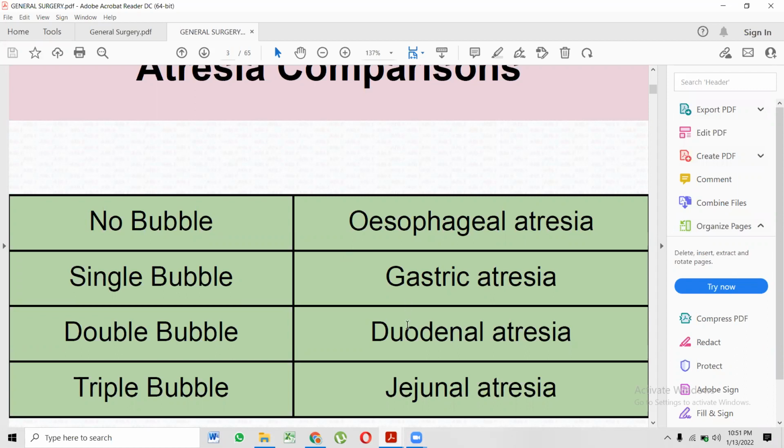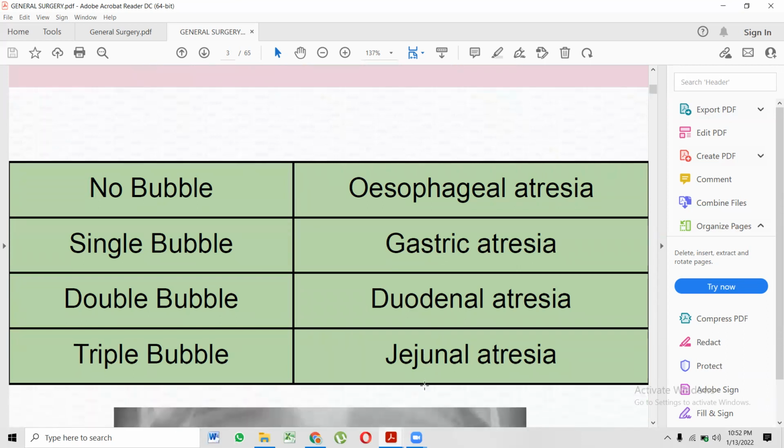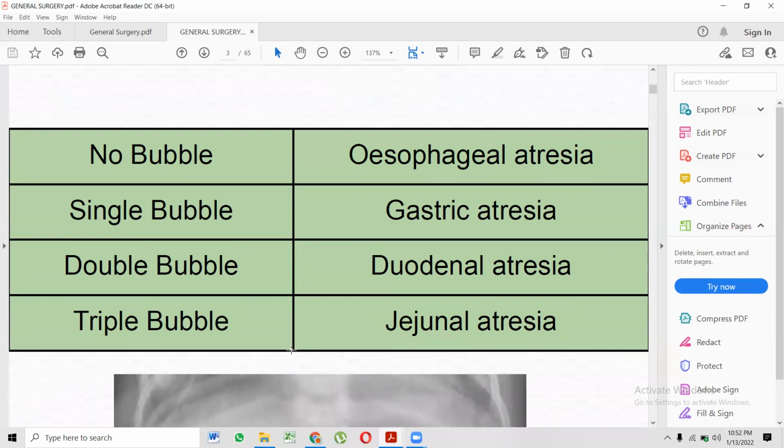But if there is blockage or atresia at the level of duodenum, then there will be two bubbles, one in the gastric and other in the duodenum. But if there are triple bubble sign on X-ray, then it is jejunal atresia. There will be a bubble in the gastric area, a bubble in the duodenal area, and one bubble in jejunal area. There will be no flow of air or fluid or anything beyond jejunum. So there will be a triple bubble sign on X-ray.